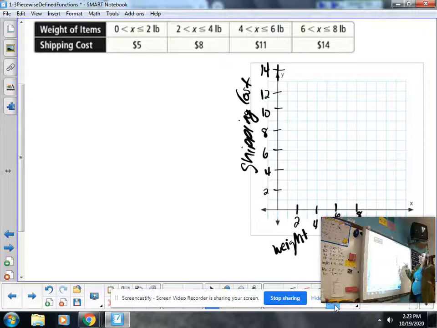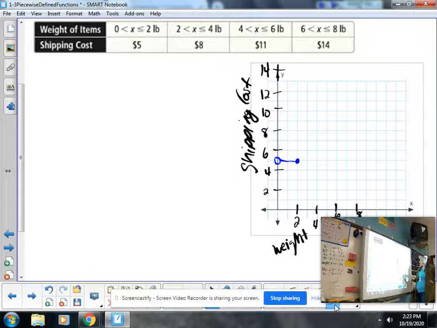So from 0 to 2 pounds, we're going to be paying $5. However, if something weighs exactly 0 pounds, you're not paying $5 because there's no line underneath the inequality. So from 0 to 2, I'm going to be at a height of 5. At 0 is going to be an open dot, though, because, again, there's no line under the inequality. And that's going to go the whole way over until x equals 2.